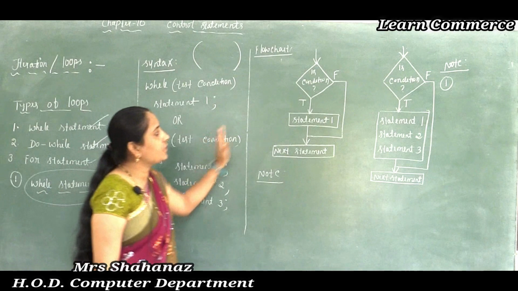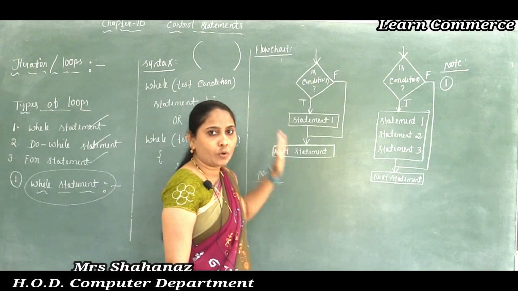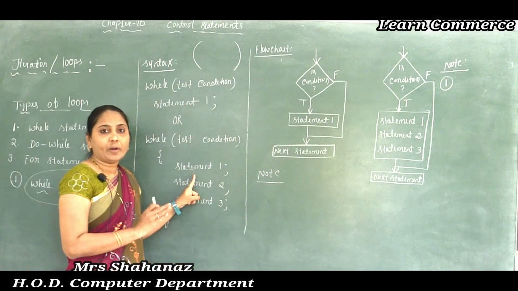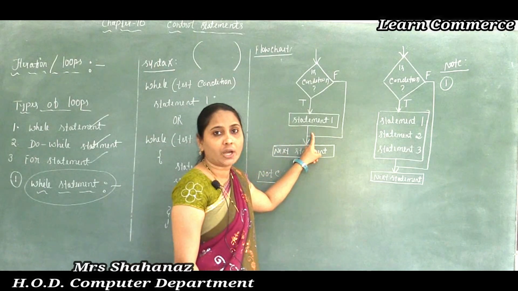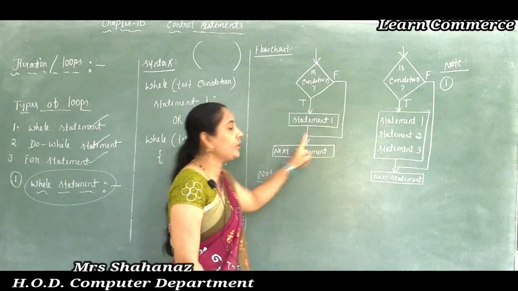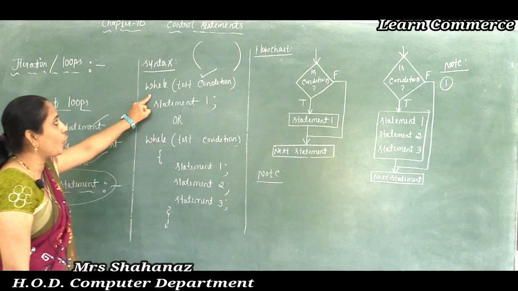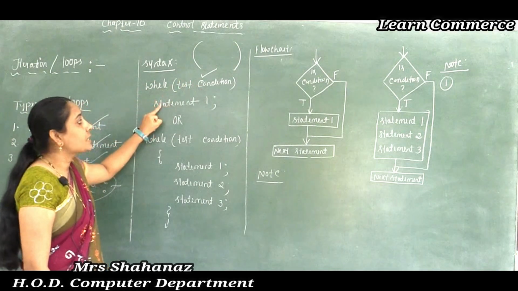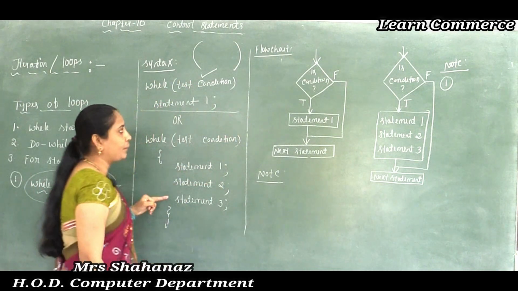Now let's see the flow chart. Here there are two flow charts, as we already wrote two syntaxes. Depending on the two syntaxes, we need to complete the flow charts. I am going to take the first flow chart, based on this syntax: while test condition, statement 1 semicolon. So let's complete flow chart 1.